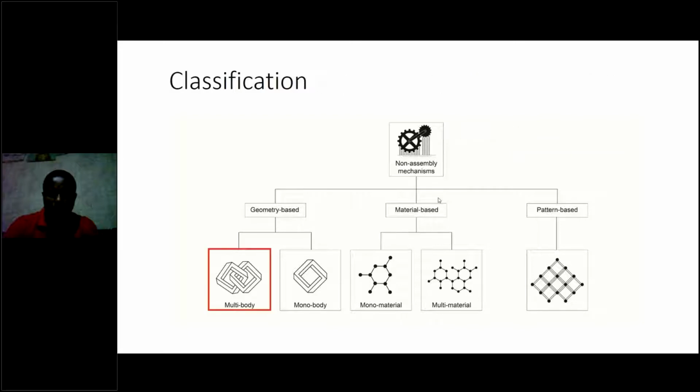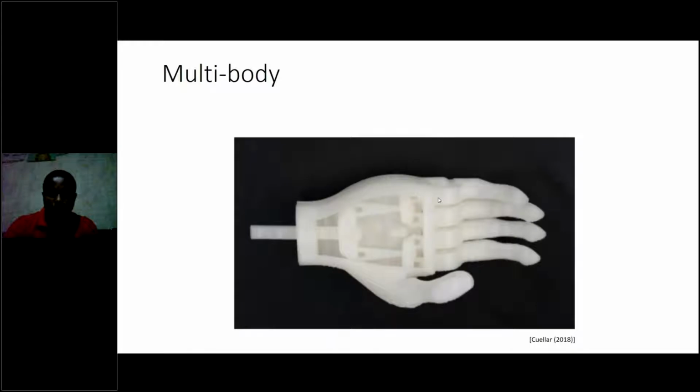So the first group that I want to discuss is within the geometry-based mechanisms, which I've called multi-body mechanisms. These really resemble the traditional way of manufacturing. They consist of separate parts, although they are produced in a single production step. An example is this prosthetic hand that's been developed within our group. As you can see, the hand consists clearly of different parts, but it's able to be produced in one 3D printing step.